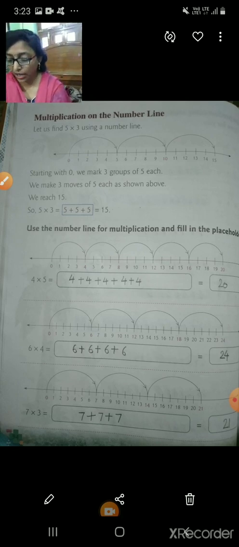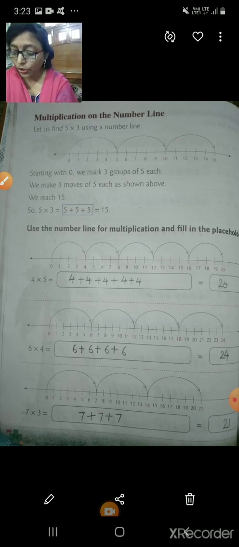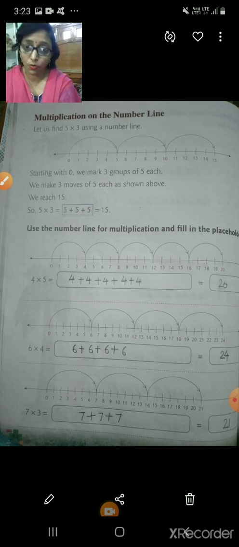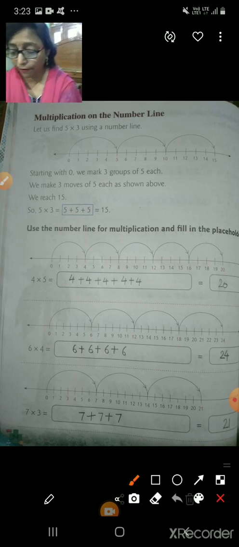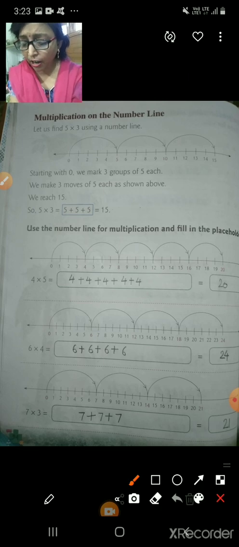Now come to the next page. Use the number line for multiplication and fill the placeholders. Here you can see, students, that 4 into 5 is written. So use the number line for multiplication.